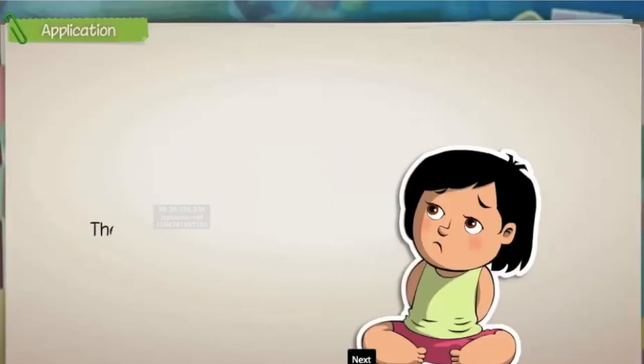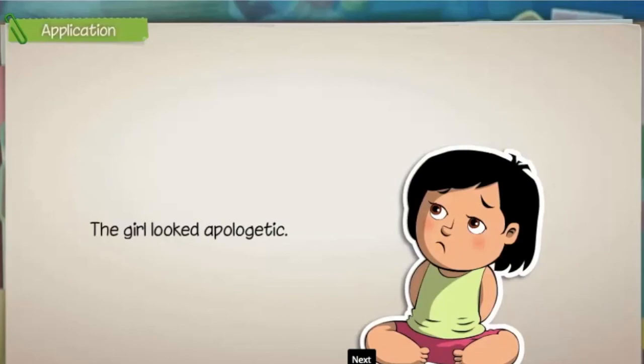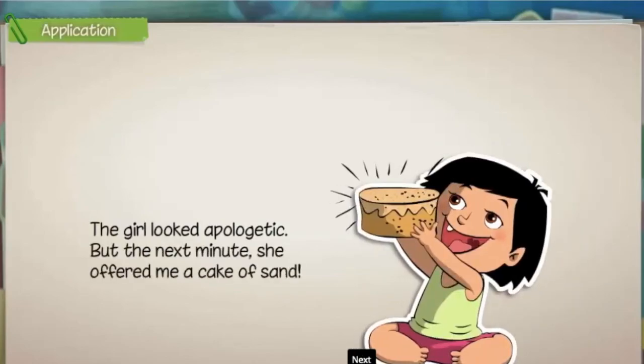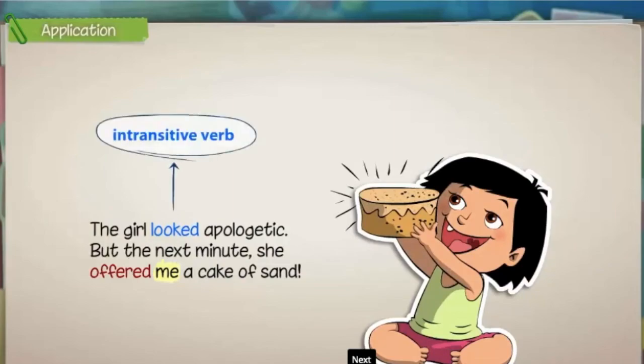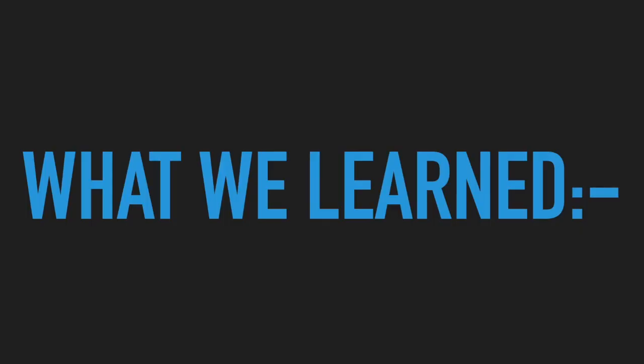The girl looked apologetic, but the next minute she offered me a cake of sand. Looked is an intransitive verb and offered is a transitive verb. Why? Because offered what? A cake of sand. So here you have an object.